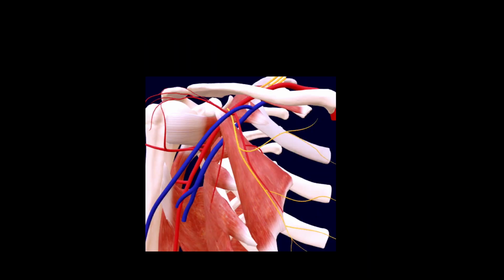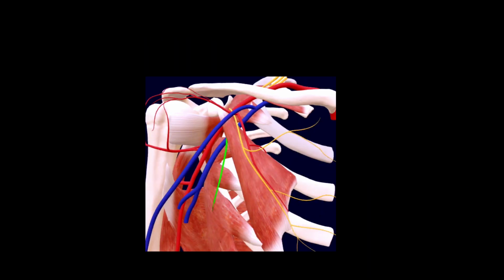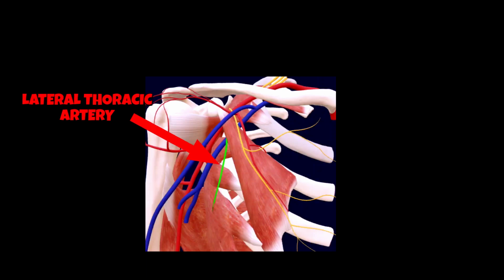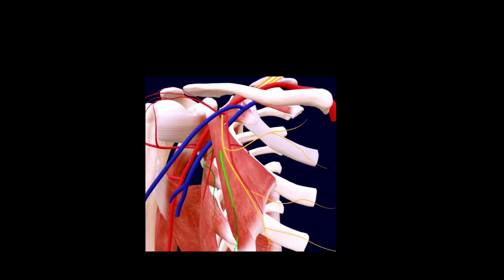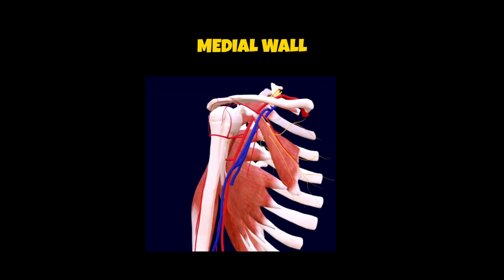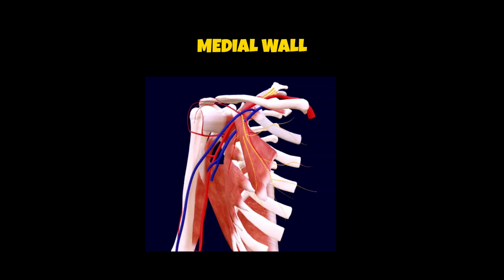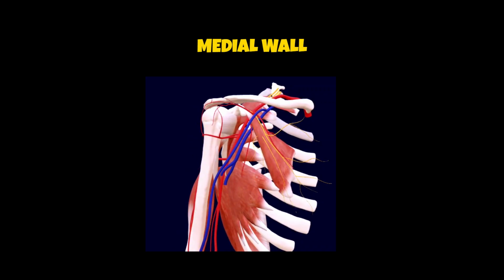Below pectoralis minor, the fascia allows passage of the lateral thoracic artery, and the medial pectoral nerve pierces the pectoralis minor itself. Next, coming on to the medial wall of the axilla, which is composed of the upper thoracic wall, the upper ribs and intercostal musculature, and the serratus anterior muscle.